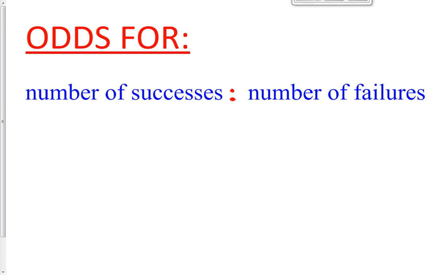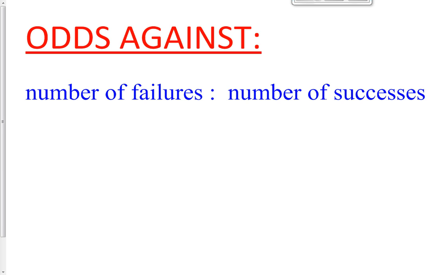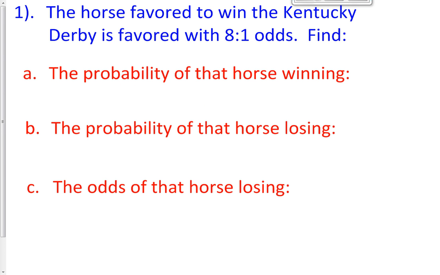So that's the odds for something, and then the odds against something happening is the exact opposite. So it's the number of failures that comes first, then versus the number of successes. Again, writing it with a colon. So whenever you see probability, make sure I see a fraction. Whenever you read odds, make sure that you write it with a colon. Okay? So those are two big things between odds and probability.